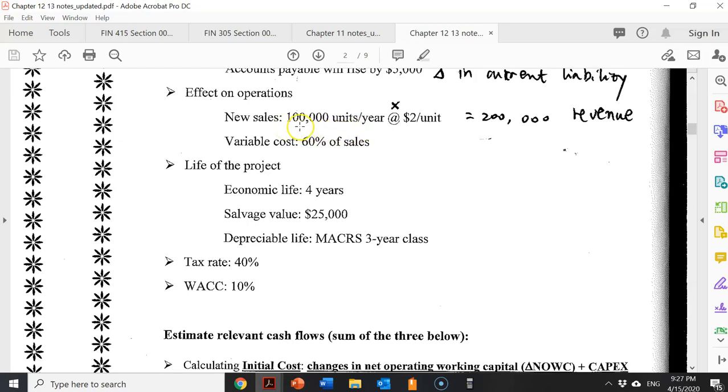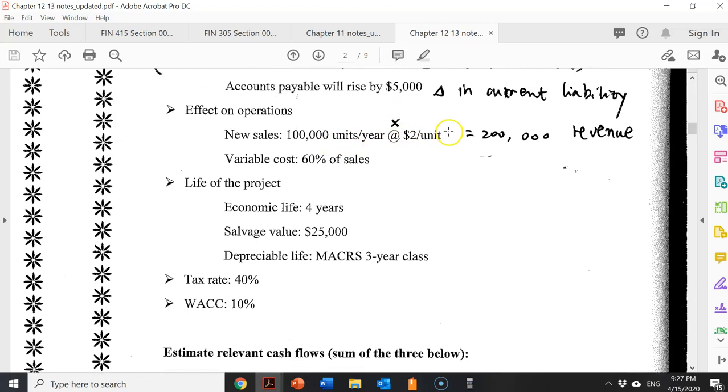And it's going to be 100,000 units per year at $2 per unit. So if we multiply these two, the volume 100,000 and the price $2, we would have the new sales revenue generated for each year, 200,000. And for each dollar of sales revenue generated, we have a variable cost, which is 60% of the sales.